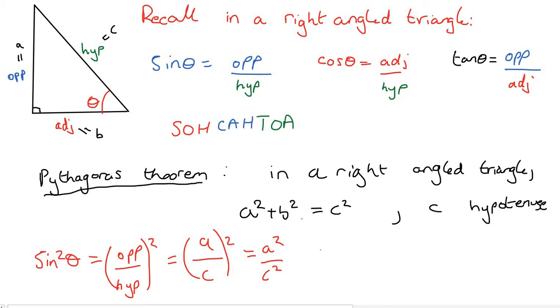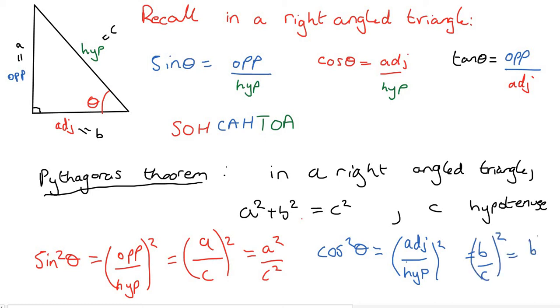Similarly, cosine squared theta, well, this is the adjacent over the hypotenuse, all squared. The adjacent is b, and the hypotenuse is c, and this is all squared. So this is b squared over c squared.